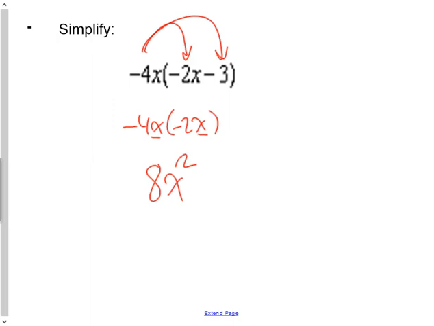And then you do the same thing again. So negative 4x multiplied by negative 3. When you multiply the negative 4 and the negative 3, you get a positive 12. And there are no x's over here, so you just have one left. So the final solution to the product of that monomial times the binomial would be a positive 8x squared plus 12x.